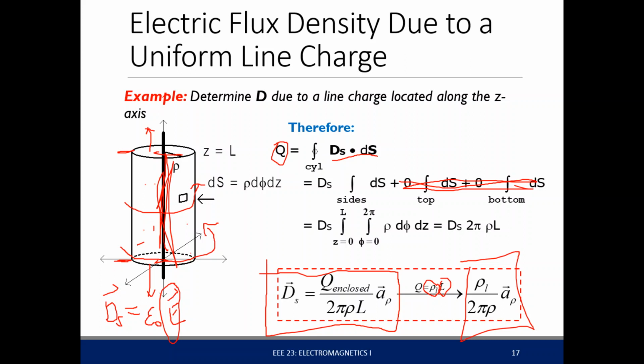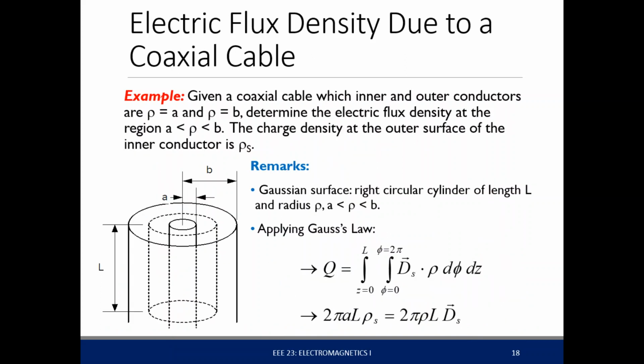Okay? Now let's look at the electric flux density due to a coaxial cable. What is a coaxial cable? A coaxial cable is basically a cable with an inner conductor and an outer conducting shield. Okay, the inner conductor is solid and the outer conductor is hollow, and basically your inner conductor and outer conductor are separated by an insulator in between them. For now, let's assume it's free space.